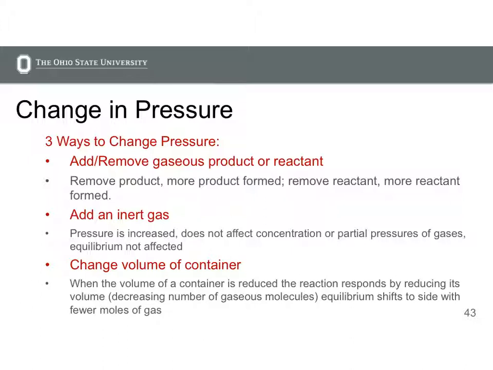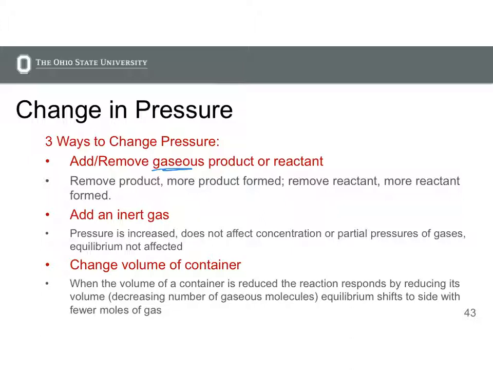Okay, so here's the summary page. We talked about our 3 ways to change the pressure of the system. The first one was to add or remove gaseous product or reactant. Now, remember, only gaseous product or reactant. If there's a solid in there and you remove it, it doesn't matter. So that's important. You remove product, more product is formed. You remove reactant, more reactant is formed.